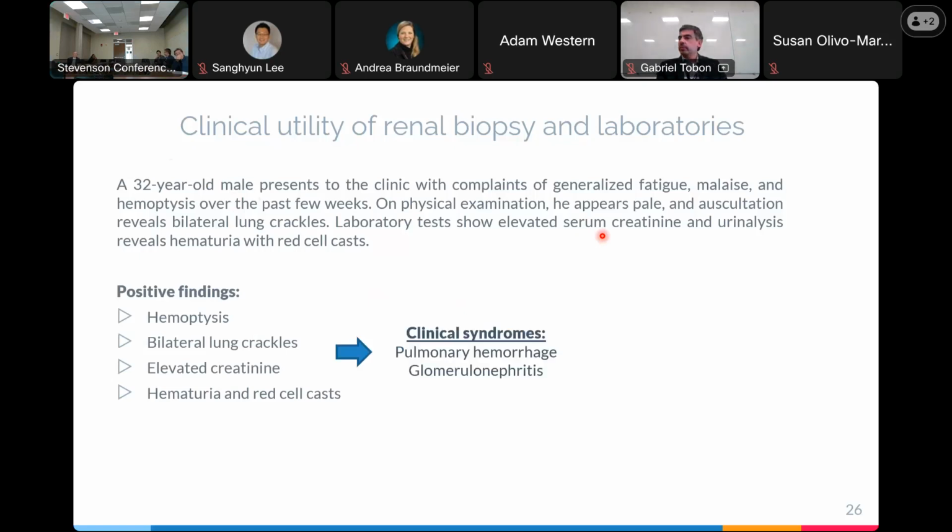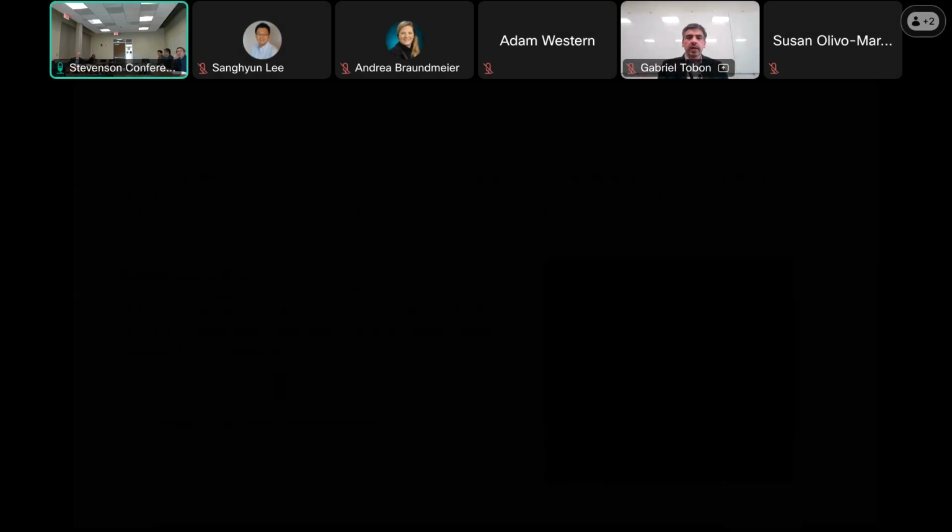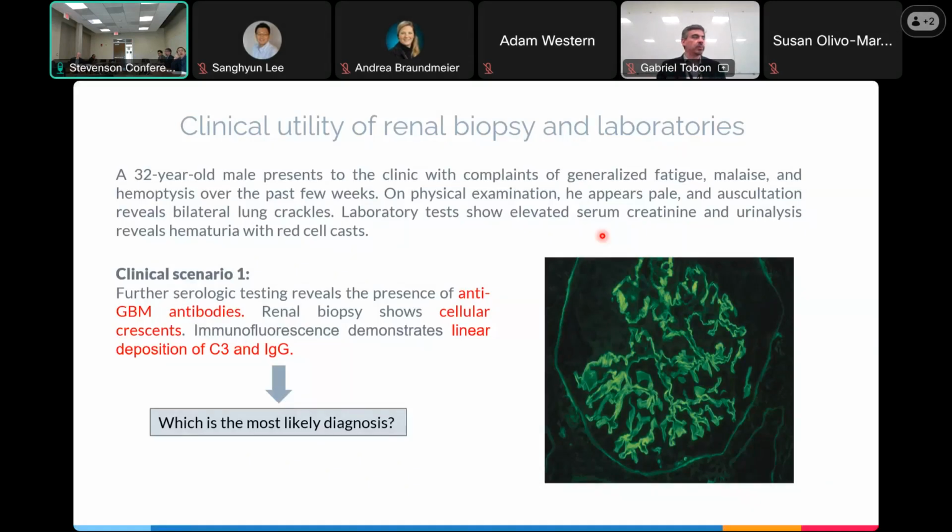These symptoms will lead to two different disorders: pulmonary bleeding, because of hemoptysis and pulmonary findings, and renal failure, or glomerulonephritis. And we have three different possibilities. Type 1, or Goodpasture syndrome. Type 2, mediated by immune complexes like systemic lupus, and finally, ANCA-associated vasculitis. So here we discuss the same case with three different possibilities. And the next step is clinical scenario 1.